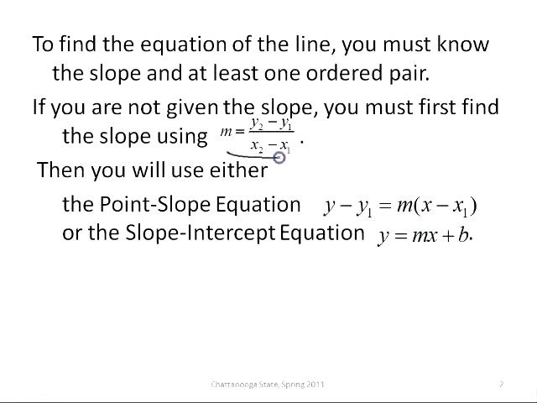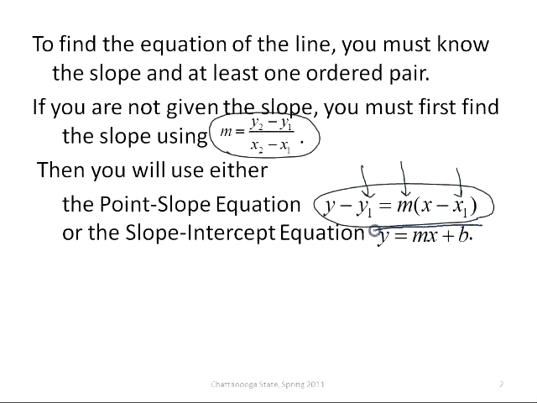Our slope equation to find the slope is second y minus the first y divided by the second x minus the first x. Then you have two options. You can use what we call the point slope equation, y minus y sub 1 equals m times x minus x sub 1, where the y with the subscript of 1 and the x with the subscript of 1 form an ordered pair. So we get those values from our ordered pair. We plug in the values from our ordered pair and we plug in our slope.